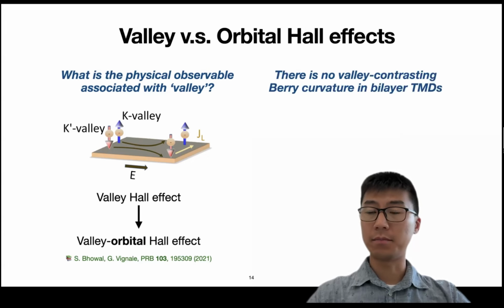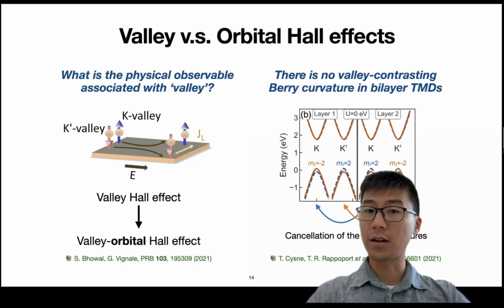On the other hand, if you look at bilayer systems of TMDs, then because there is inversion symmetry, there's no more valley-contrasting Berry curvature. For example, there's layer 1 and layer 2, and the layers have cancellation of Berry curvatures precisely. But nonetheless, you can still have non-zero orbital Berry curvature that is hidden in each layer. Therefore, the orbital Hall effect can still manifest, even if there's no valley-dependent Berry curvature. So it means that, again, the orbital Hall effect is quite fundamental.